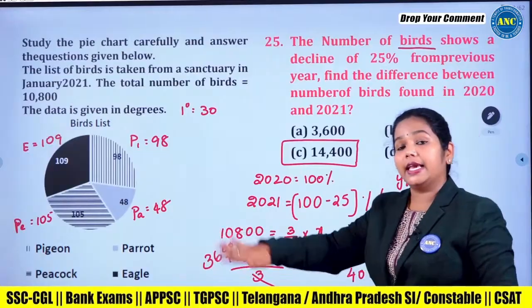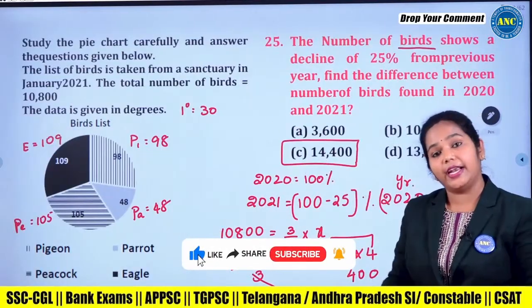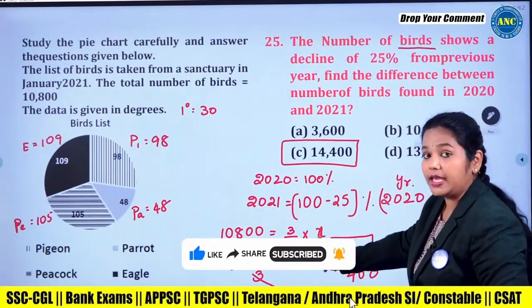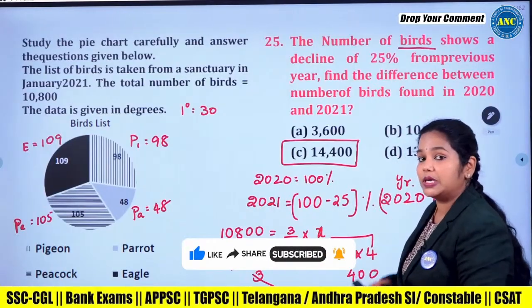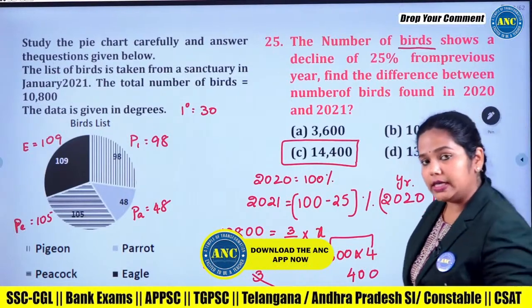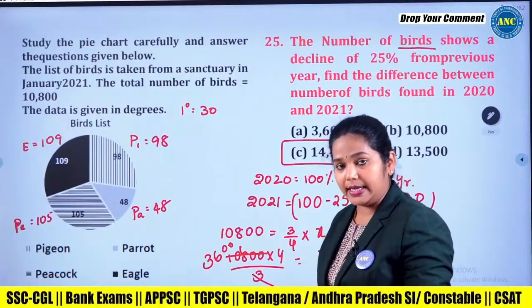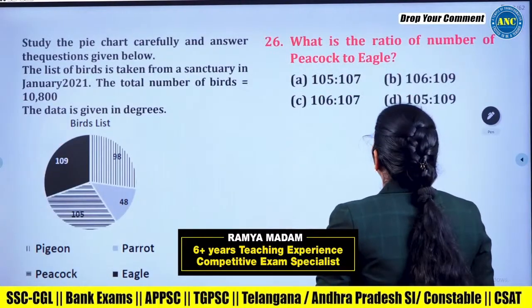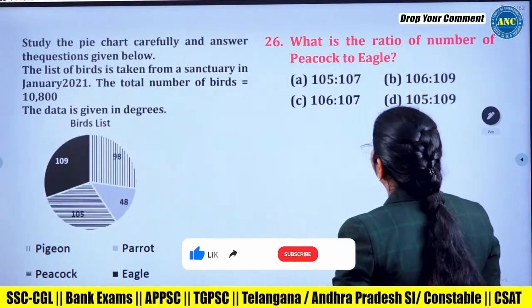If there is an increase, say a 40% increase, we do 100 plus 40%. If there is a decrease, we take 100 minus 20% from the previous value. Yes, point is clear? No doubts till now? Right. Next question. What is the ratio of number of peacocks to eagles?